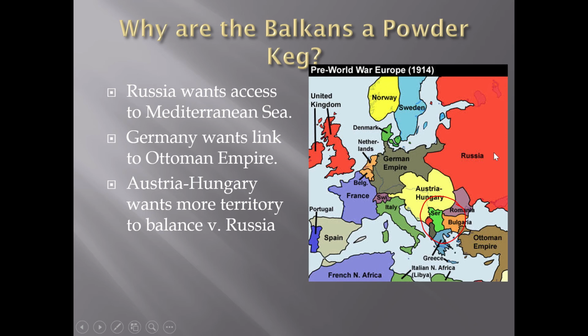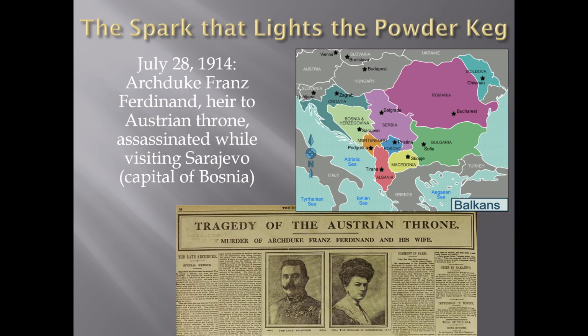So the spark that lights the powder keg is the assassination of Archduke Franz Ferdinand. He's basically the prince of the Austrian Empire, and he and his wife are assassinated while visiting Sarajevo, which is the capital of Bosnia. And why is he assassinated? Well, they're essentially on a goodwill tour, waving their hands, making nice with the people of Bosnia to extend their influence in the area.